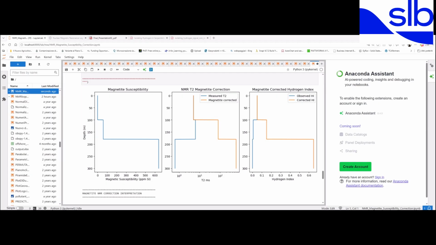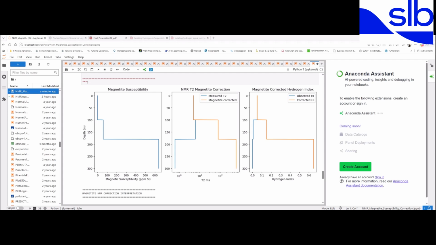Finally, you have the magnetite susceptibility correction. It's one of the most important phases of processing the NMR logs. You are recording the depth and the presence of magnetite in this first graph. Magnetite susceptibility in parts per million by depth, and you have the NMR logs with magnetite correction. We underline that you measured the T2 relaxation. The measured T2 relaxation is blue, but the correct value is this orange value.